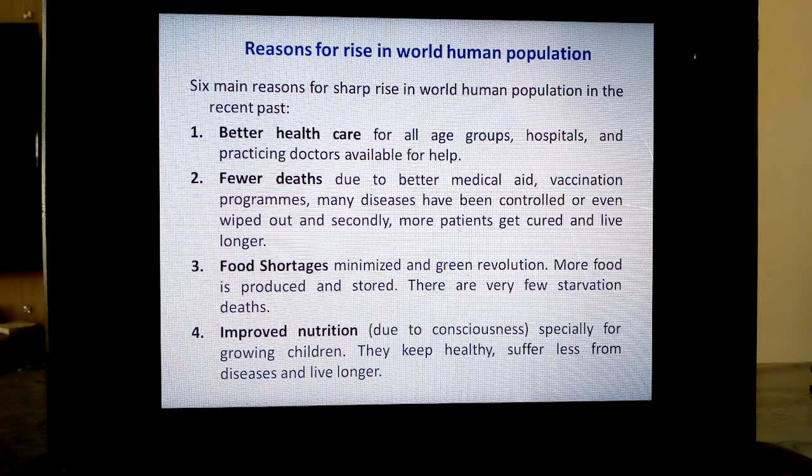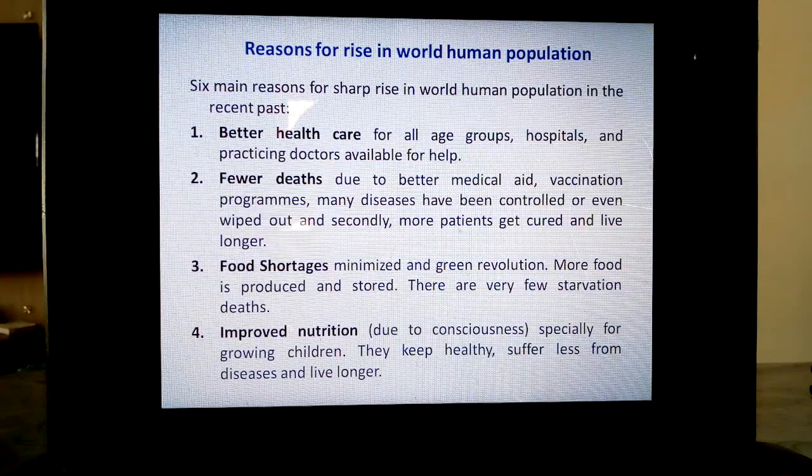Fewer deaths. Food shortages minimized and green revolution. More food is produced and stored. Green revolution you have learned in your previous unit, isn't it? Usage of more pesticides and chemical fertilizers increased the production of food enormously. So there is no food shortage and people are abundantly getting whatever they want for eating. So there are few starvation deaths. Earlier, children, many people used to die due to starvation, lack of food.